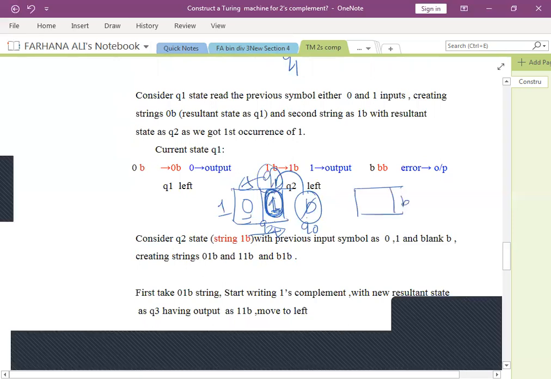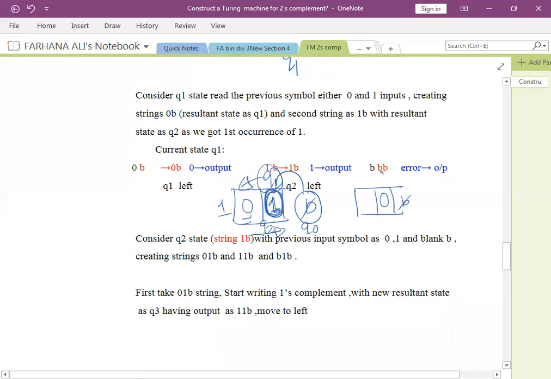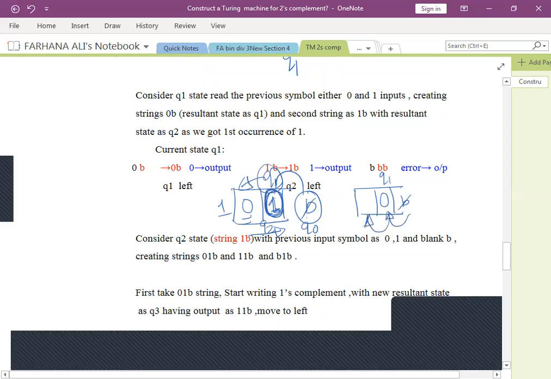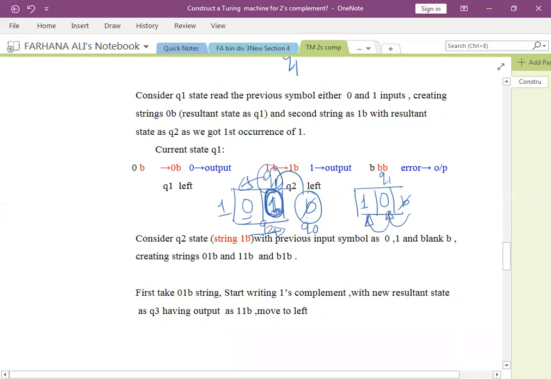If Q1 is the state and the first symbol before the blank is 0, what are we going to do? We are just going to bypass it and search for the first occurrence of 1.